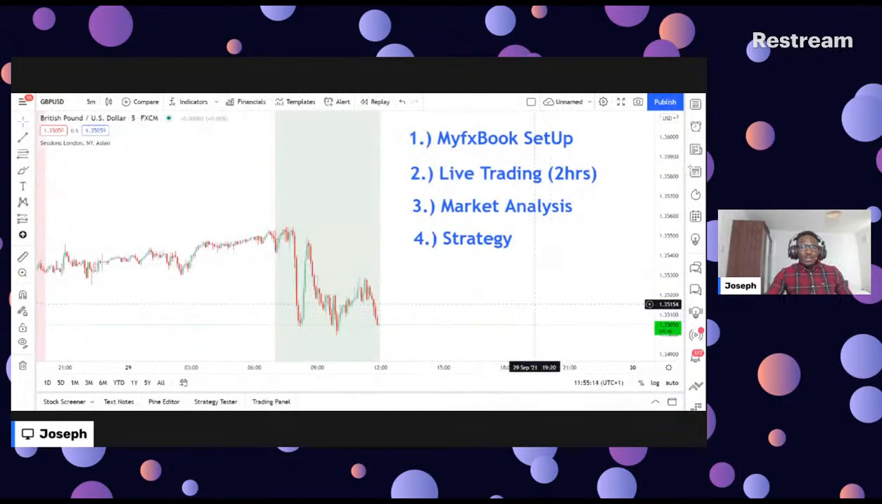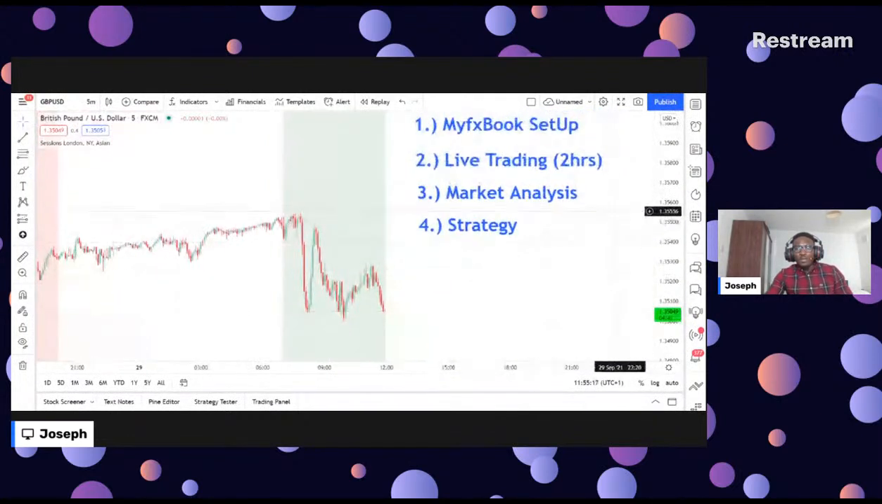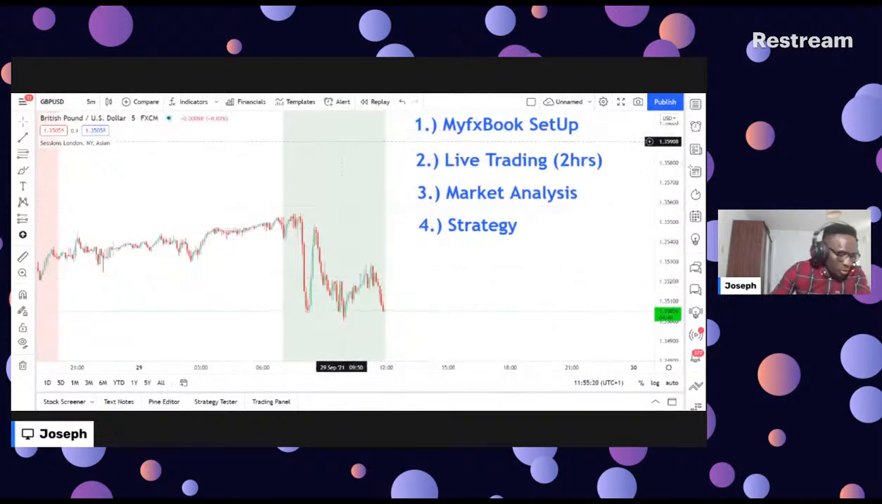So new share, go back to TradingView. This is where I'm going to do all my analysis. Like I said, all my analysis is going to be done on TradingView. However, when it comes to placing the trade, I'm going to be placing it on the MT4 platform. Just give me a second. In about 5 minutes, like I said, I'm going to be placing a trade.